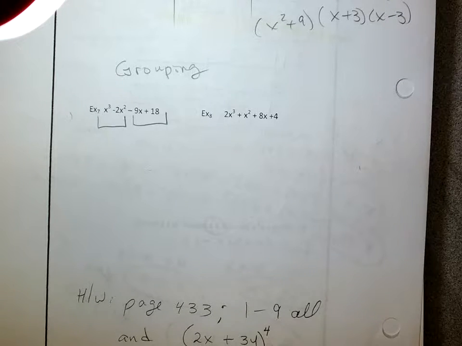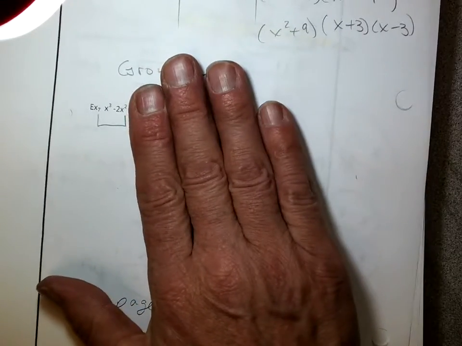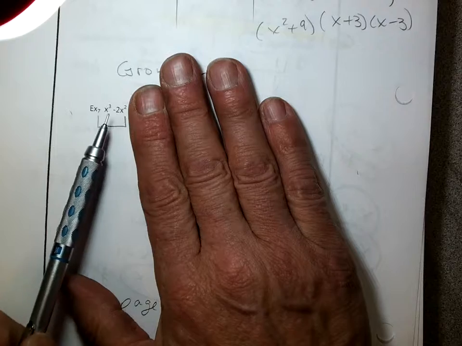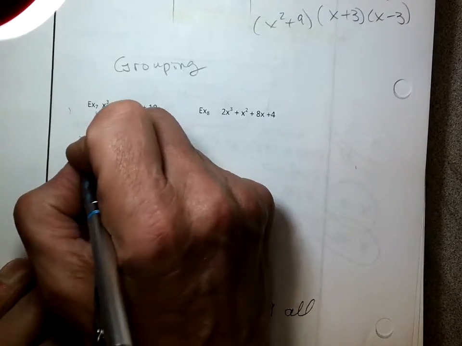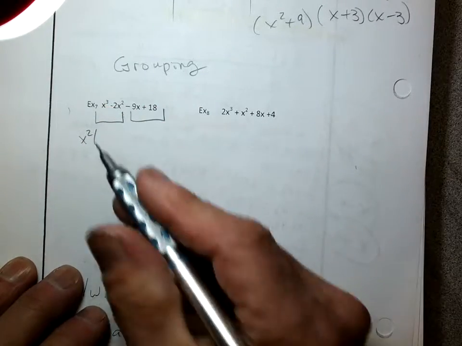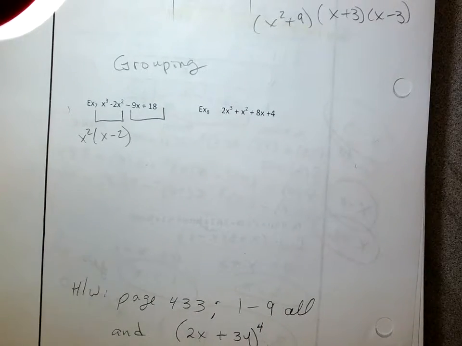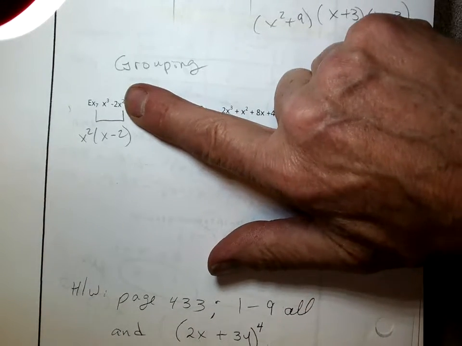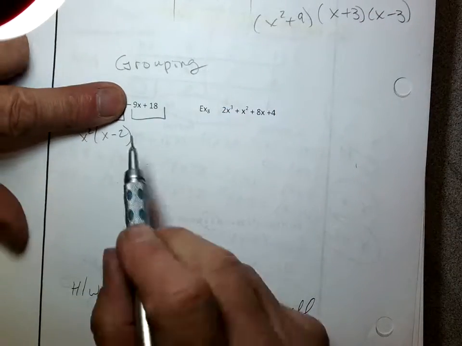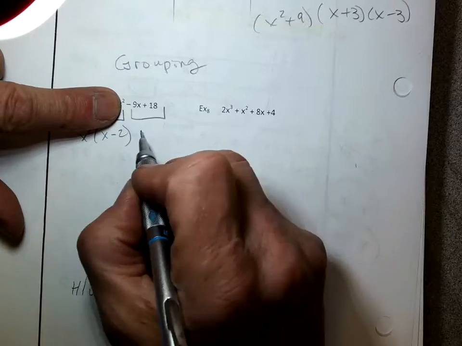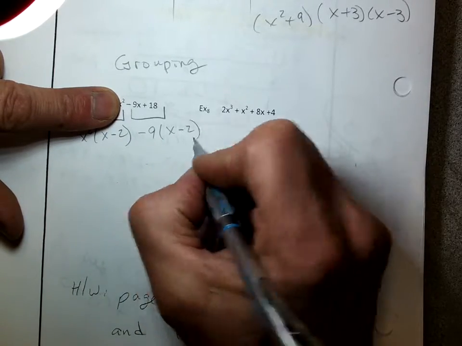So real quickly, everybody pair them up. Let's just ignore this for a second. What do these two have in common? x squared. So out of these two, let's take out an x squared. What's left is an x minus 2, all right? What do these two have in common? A negative 9. If I took out a negative 9, I have an x minus 2, okay?